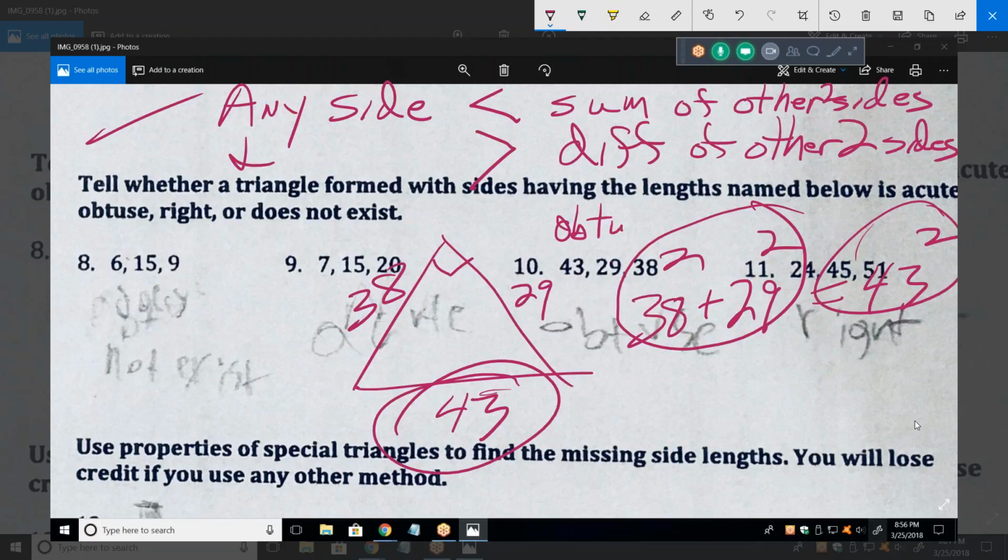Okay. In other words, in number 9, the left side was less. In number 10, it's greater. That's the difference between acute and obtuse. And if it's exactly equal, you have a right triangle. Okay.